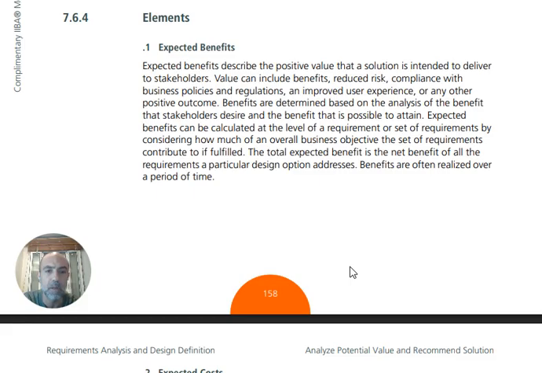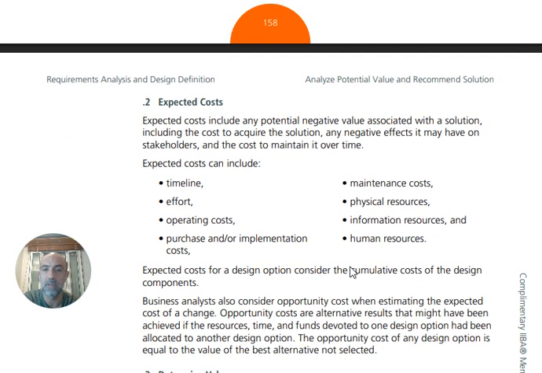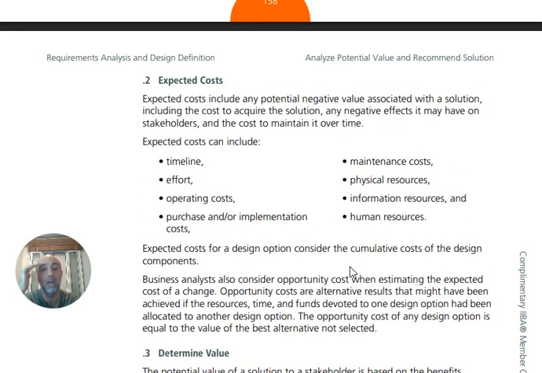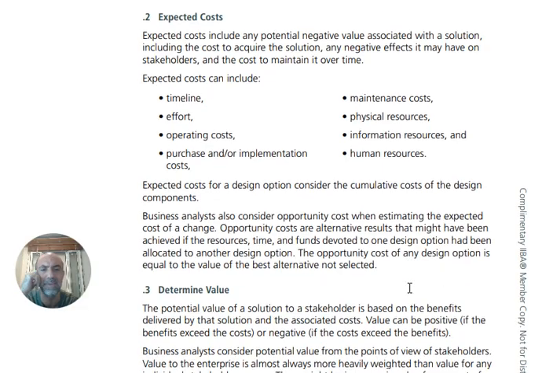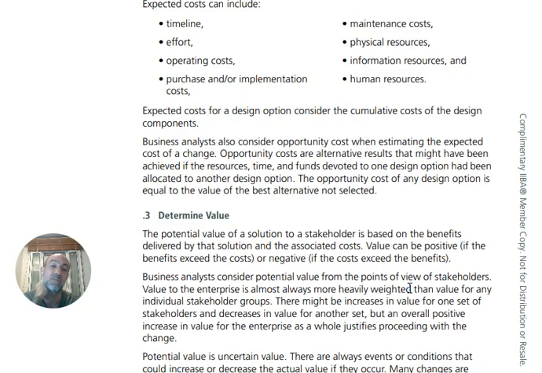Benefits are determined based on the analysis of the benefit stakeholders desire. You also have to consider the expected cost, timeline, effort, operating cost, purchase and prior implementation costs, maintenance costs, physical resources, information resources, and new resources. Expected costs for a design option consider the cumulative cost of the design components. Business analysts also consider opportunity cost.